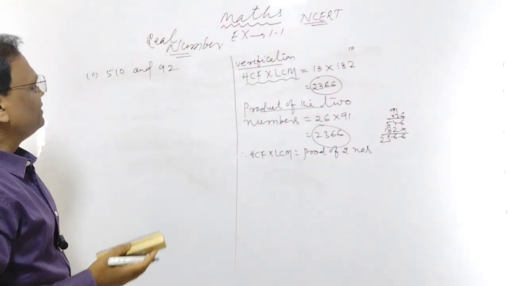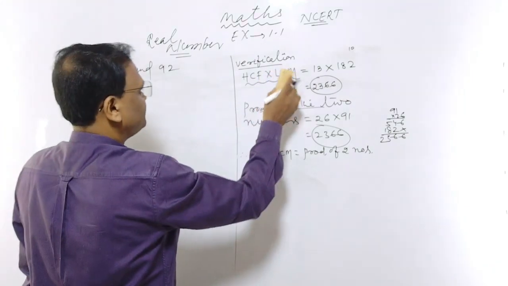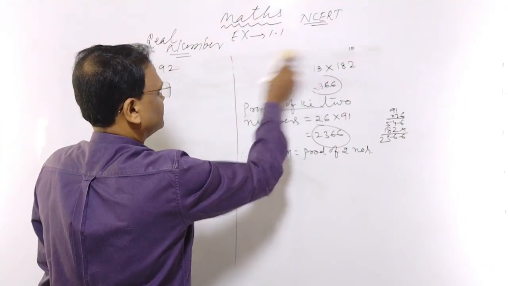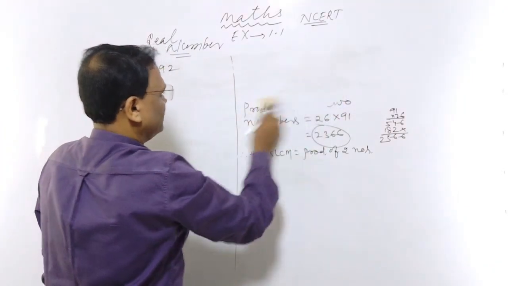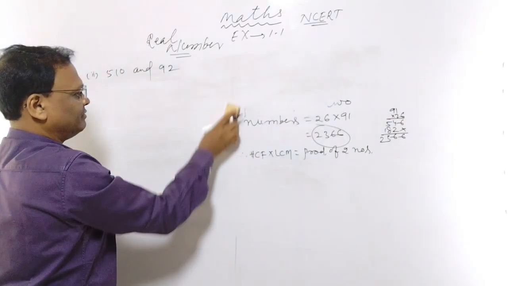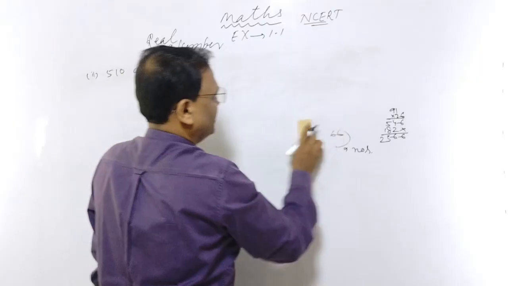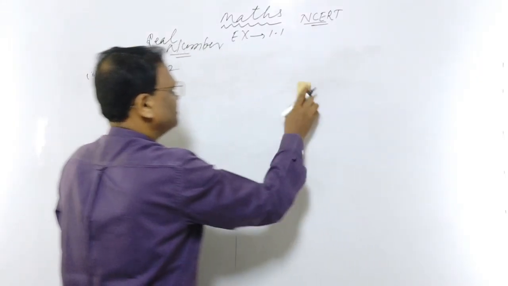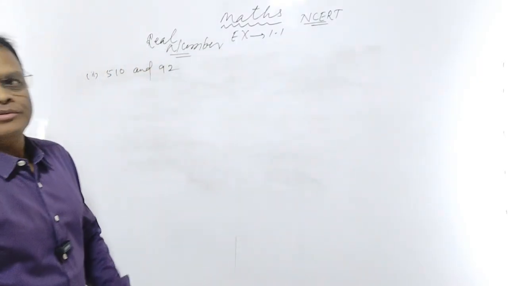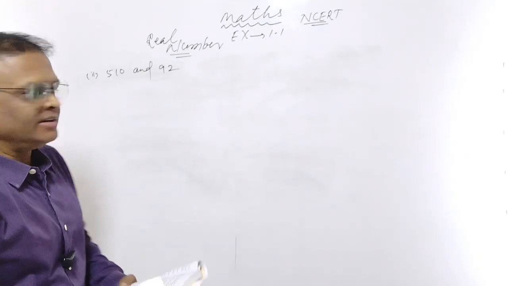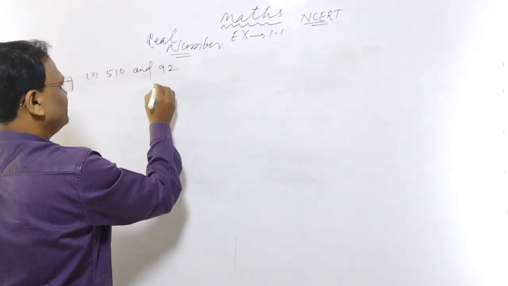Okay, 510 and 92. First, I'll find the prime factors of those two given numbers. That will make finding HCF and LCM easy for me. It will be easy for you too if you find the prime factors. So, what is the first one?